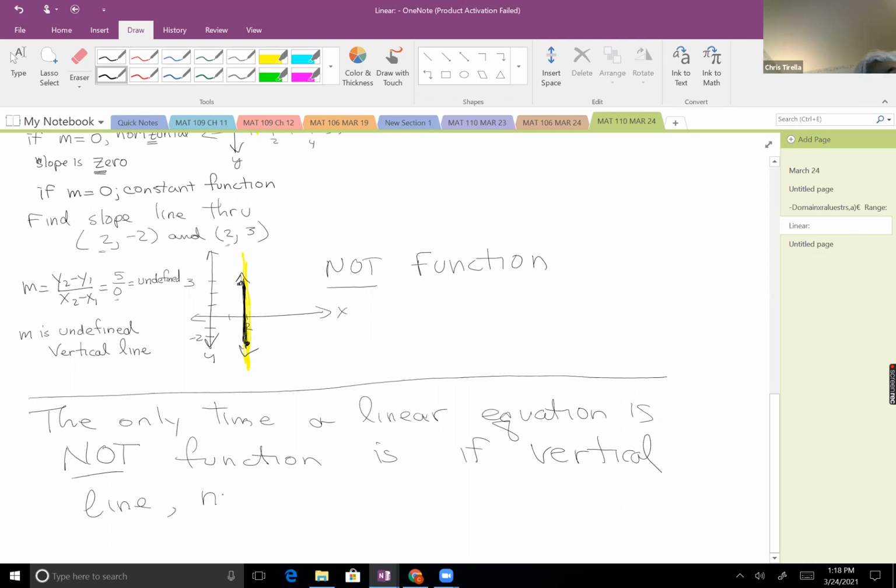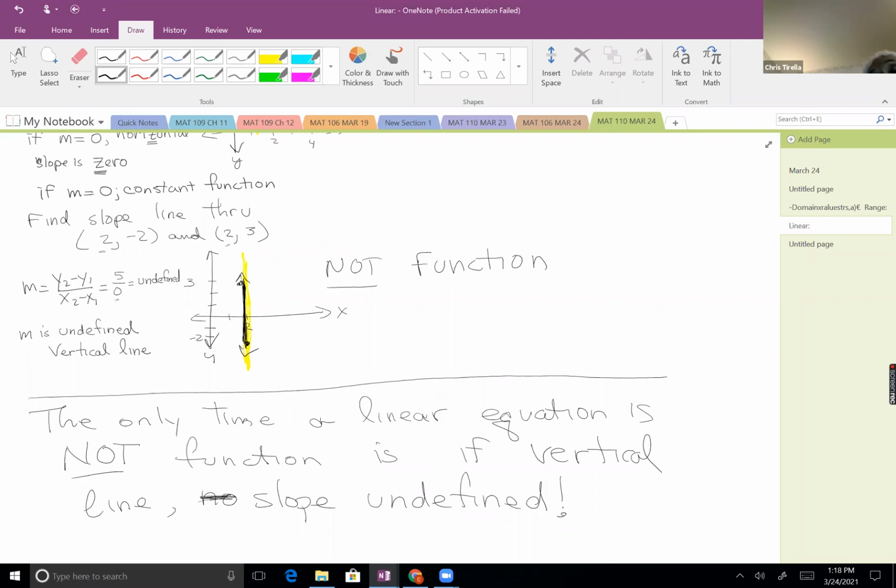with no slope, or rather than no slope, where the slope is undefined. So any line is going to represent a function unless it's a vertical line. You need to remember that. You need to remember that if the slope is positive, my line's increasing. If the slope is negative, my line's decreasing. If the slope is 0, my line is horizontal. And if the slope is undefined, my line is vertical.